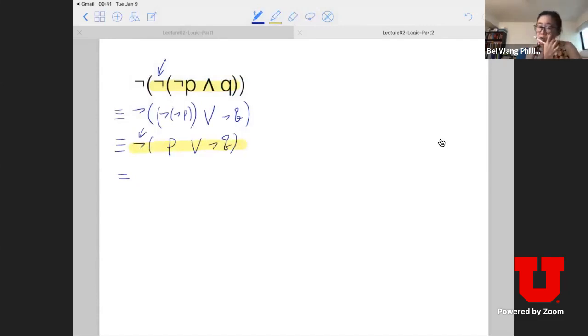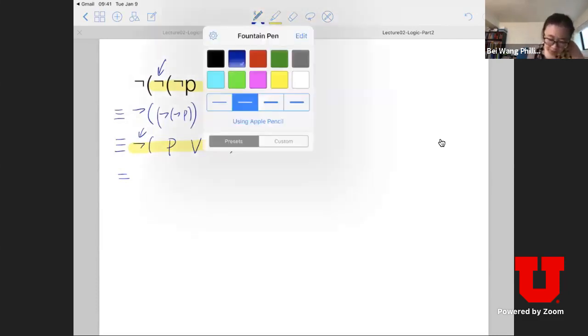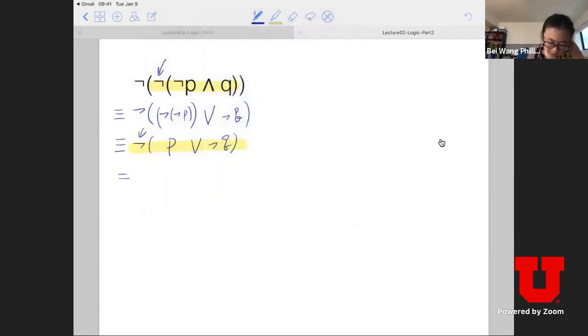Again, apply De Morgan's law one more time. Because I'm going to bring negation in, so negation of P and negation of Q, okay? And because I'm bringing negations in, I need to flip it one more time. So I get negation of P and negation of Q is Q. So that's my final answer.